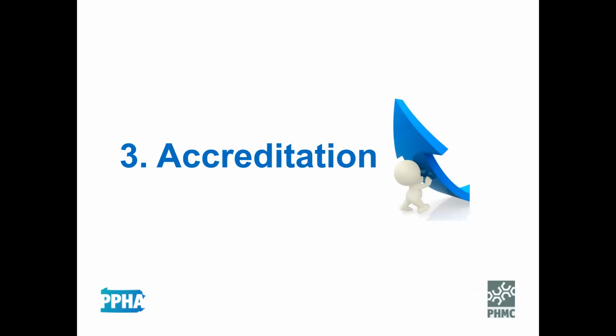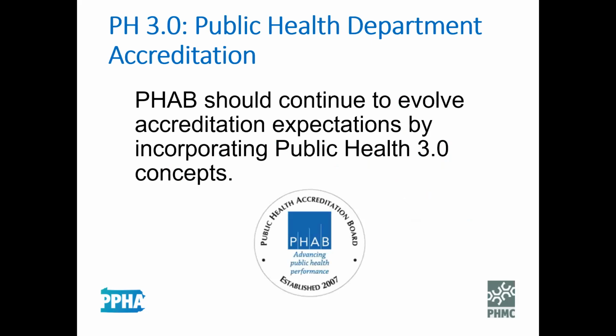Well, Public Health 3.0 says that every person in the United States should be served by a nationally accredited health department. The Public Health Accreditation Board, or PHAB, is the national organization that administers voluntary public health department accreditation.